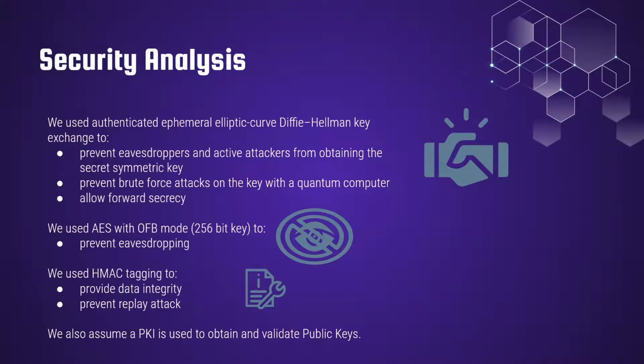In our secured app, we use authenticated ephemeral elliptic curve Diffie-Hellman key exchange. This prevents eavesdroppers and active attackers from obtaining the secret symmetric key and brute force attacks on the key with a quantum computer. This also ensures forward secrecy by creating a new shared key with each session. We used AES with OFB mode using a 256-bit key to secure our stream data in transit.